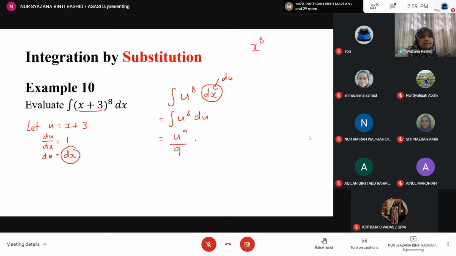Don't forget, this is indefinite plus c. But this is not yet the final answer. What we can do, okay, we must make sure that the final answer must follow the same variable as the question.